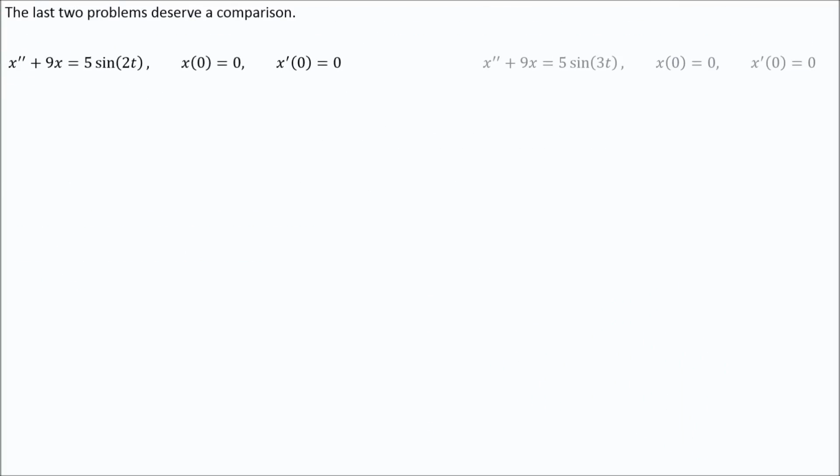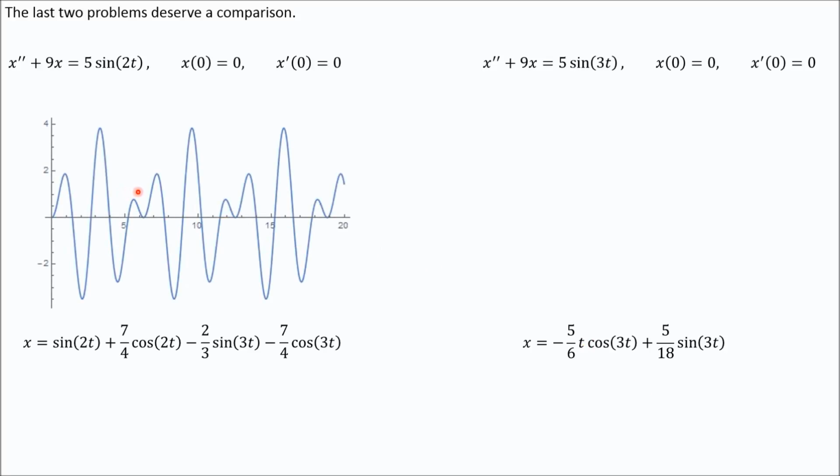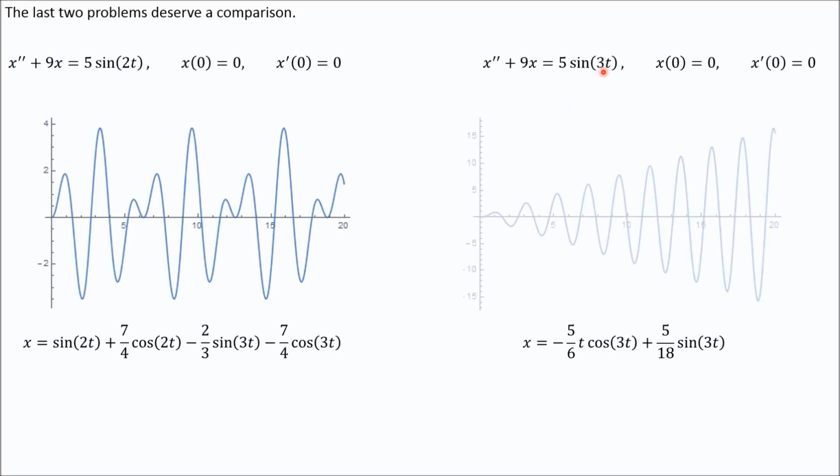So let's look at the last two problems we did. Two problems ago, we did this one with sine 2t for our forcing function, and we ended up with this solution. When we took sine 3t, we got this solution. Looked pretty different, and the results were very different graphically too. This is what the graph looked like for when we had a sine 2t for our forcing function. But when our forcing function was sine 3t, all of a sudden we ended up with this ever-increasing amplitude.